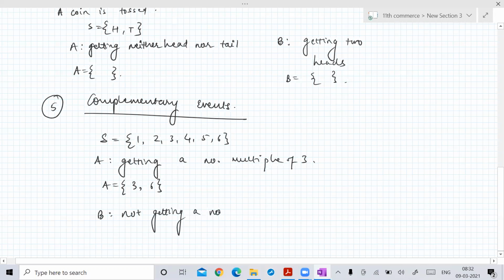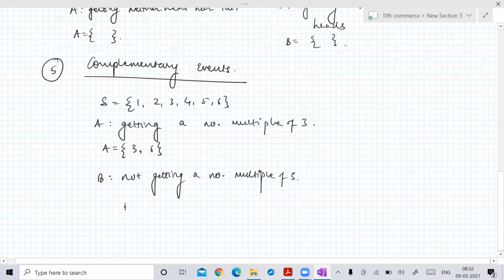And B, not getting a number multiple of 3. So yes, what are the elements in B? What are the elements in B? बताओ जल्दी. Not getting a number multiple of 3. 3 and 6 के अलावा क्या क्या आता है फिर? 1, 2, 4, 5.